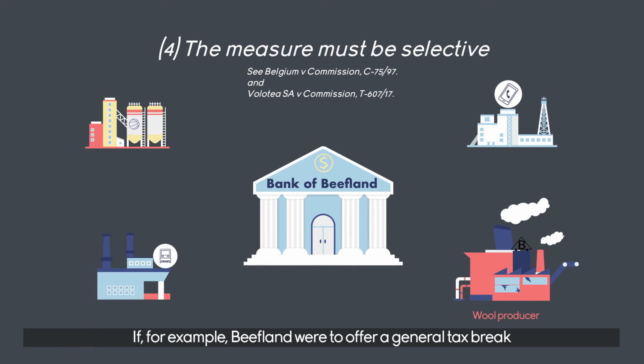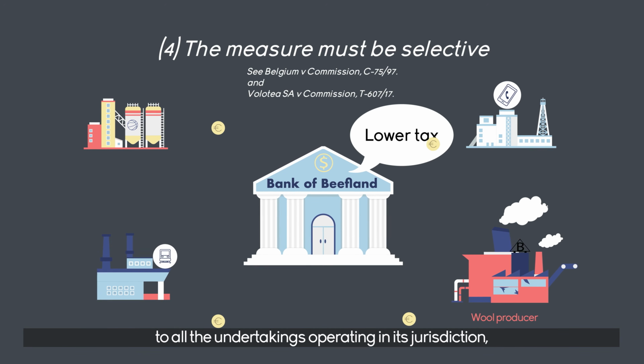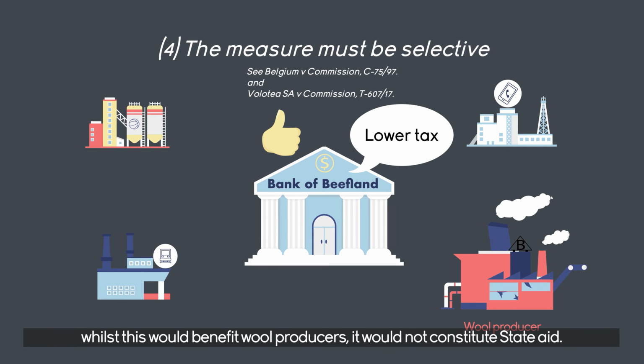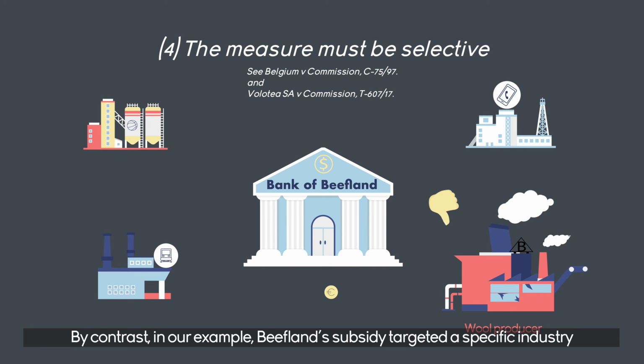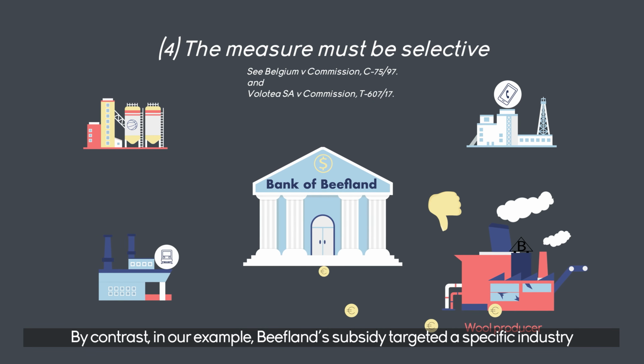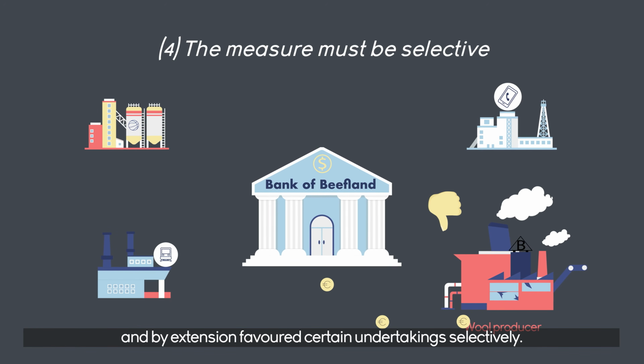If, for example, Beefland were to offer a general tax break to all the undertakings operating in its jurisdiction, whilst this would benefit wool producers, it would not constitute state aid. By contrast, in our example, Beefland's subsidy targeted a specific industry and by extension favored certain undertakings selectively.